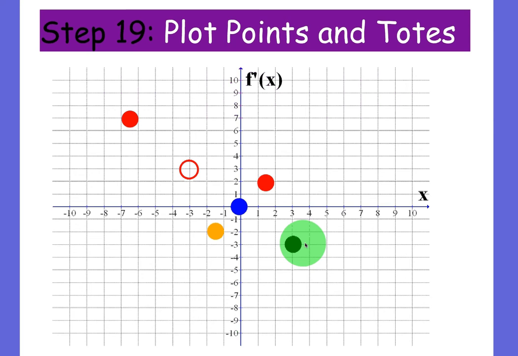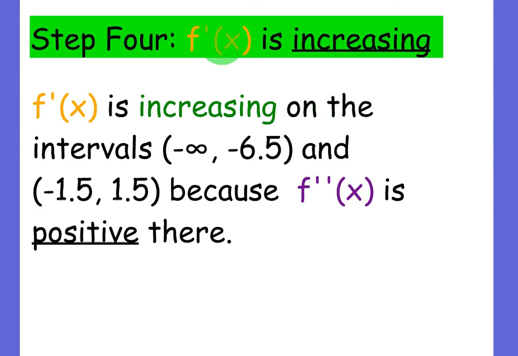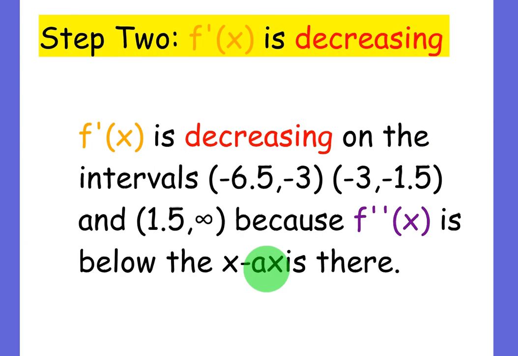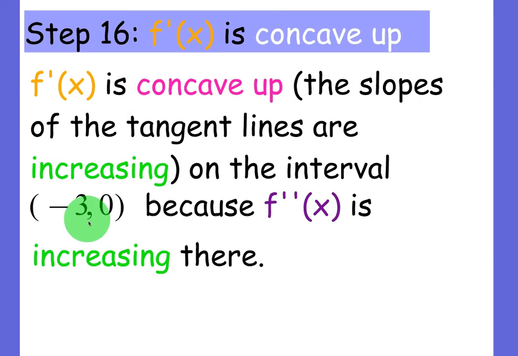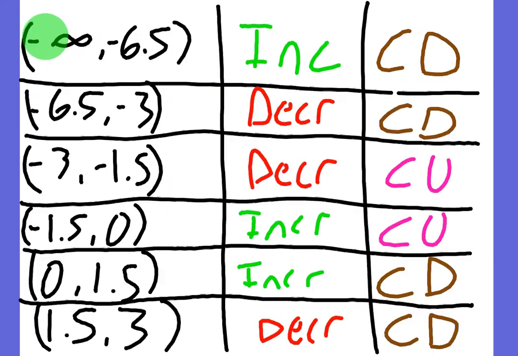So as I did before, since we're going reverse from f double prime to f prime, I simply went back and looked at my increasing and decreasing levels and grouped them with my concavity levels. And you can see that they're kind of different. And so when you put them together on a chart, you want to make sure you get everything clear.